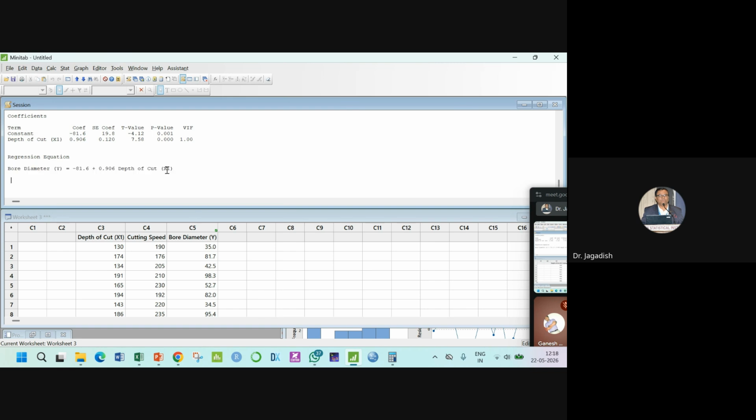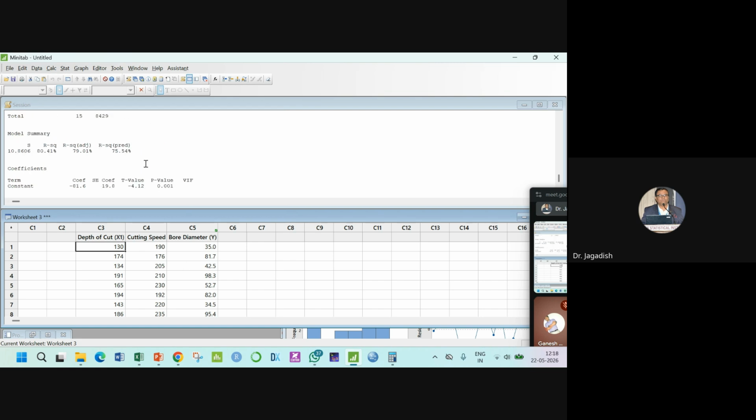In many exercises, for different values of x, we can find out the y value. So I want to know the y value at x1 equal to 135. There is no need to perform any experimentation. Within the range, it will give the answer, and the accuracy is about 80%.